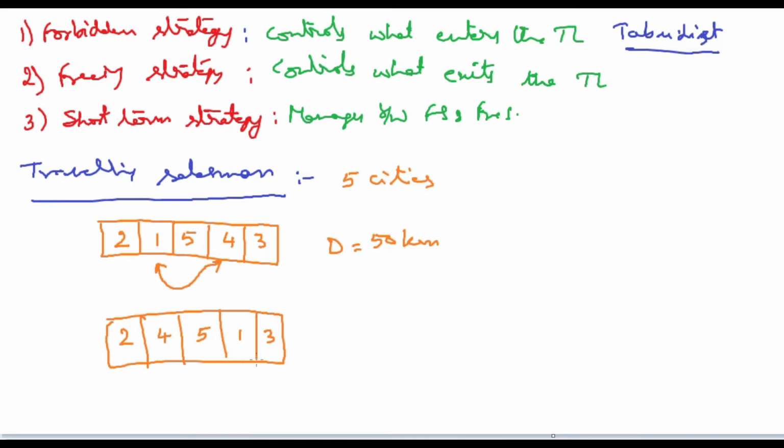If he has visited the cities in this manner, the distance is coming to 45 kilometers. Of course we need to reduce the distance. So I can say that this is the best solution out of these two. Now this is my current solution. Now I can again change the solution for the neighboring solutions. So I can also change these two once again.